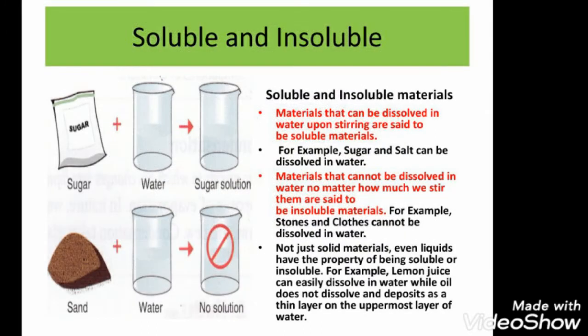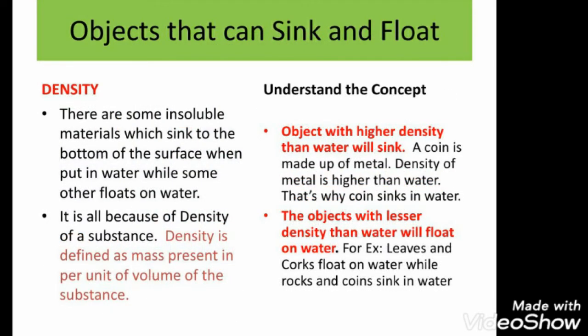Next property is soluble and insoluble. When the object dissolves in water, it is called a soluble substance, like salt and sugar. When the substances do not dissolve in water, they are called insoluble substances, like sand and stones. And water is taken as the standard medium to check the solubility.